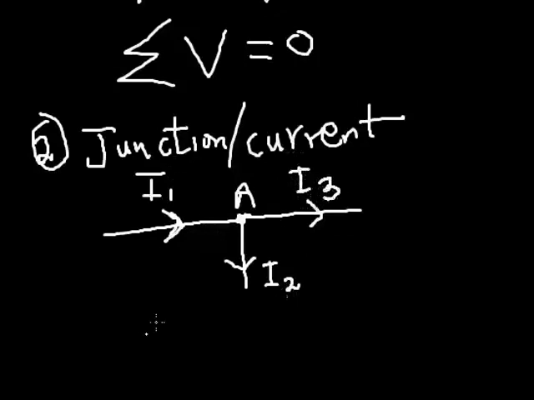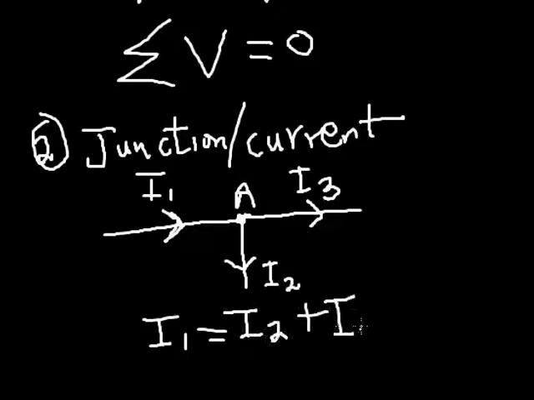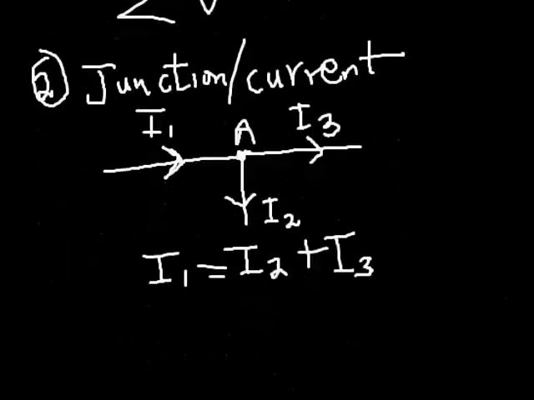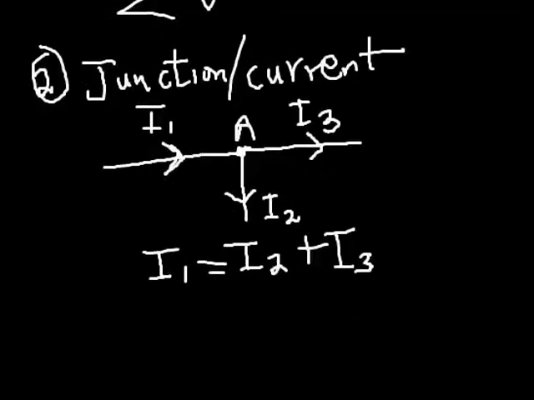So according to Kirchhoff, the total current I1, the one entering junction A, is equal to the sum of the current leaving junction A, I2 plus I3. Please take note of that. Now we are going to look at a question that applies Kirchhoff's rule.